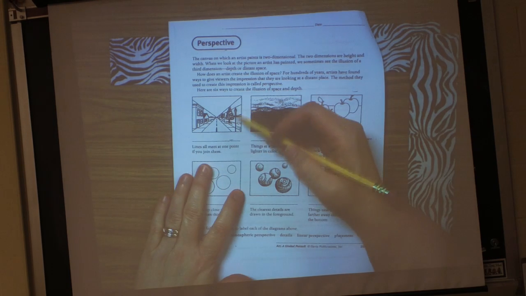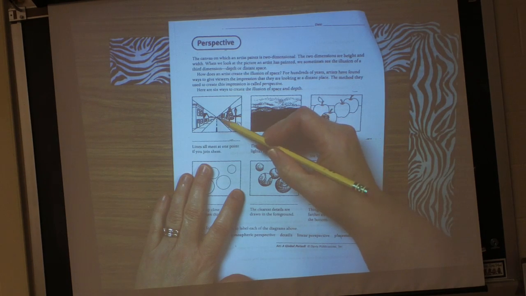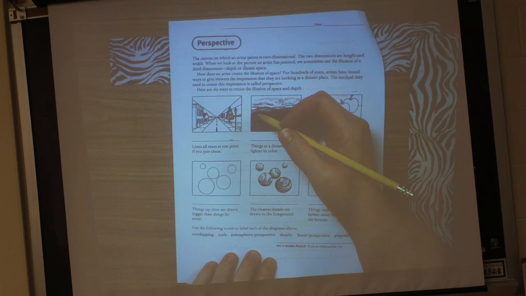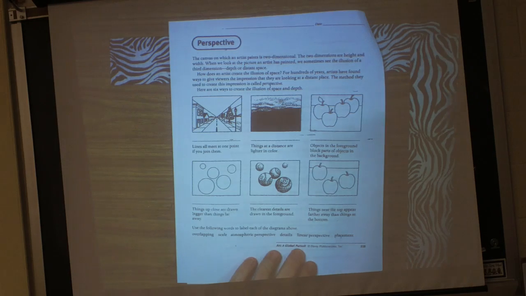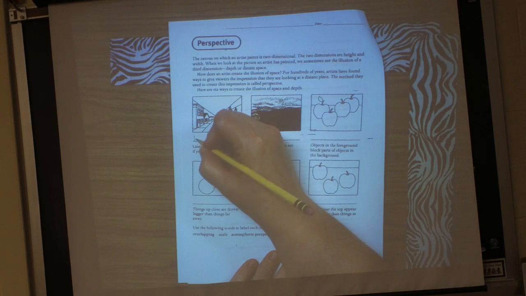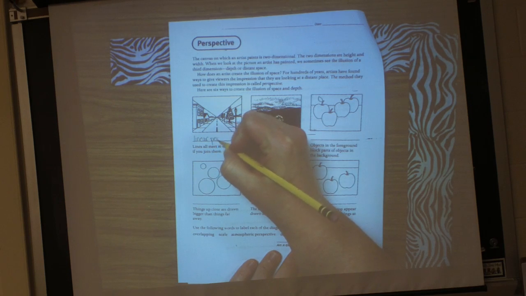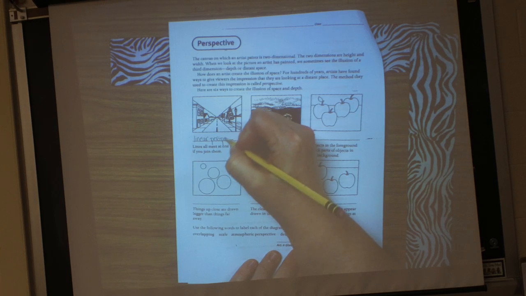First picture. Lines all meet at one point if you join them. Josh, what do you think? Linear perspective. It actually has the word line in the word linear. If you got it wrong, fix it.